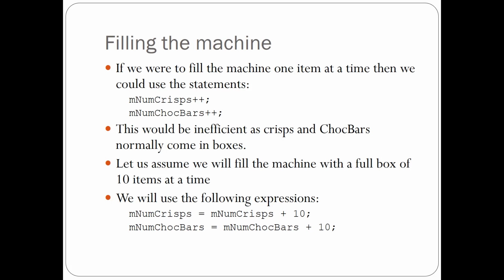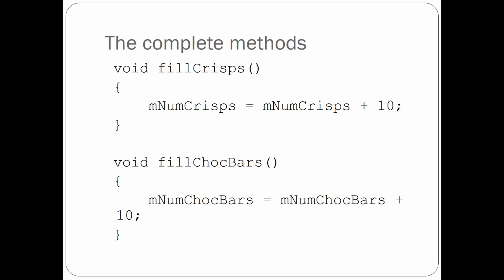Most vending machines get filled up with large boxes, so we're going to do it sort of 10 items at a time. So in terms of expressions, we're going to fill it with crisps and fill it with chocolate bars using those 2 expressions. So let the value of mnum crisps be the value of mnum crisps plus 10. So we're going to fill it 10 packets at a time. And the same goes for the chocolate bars, where the value of mnum chocolate bars is equal to mnum chocolate bars plus 10. So we're actually putting a full box straight into the machine, and there's 10 in each box.